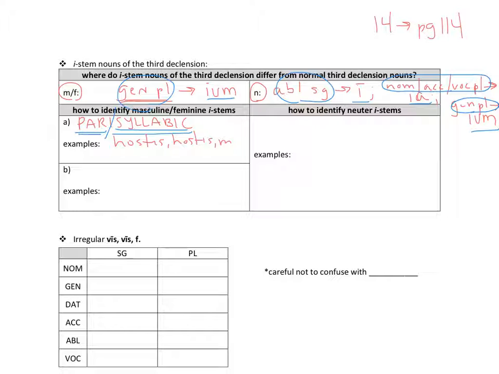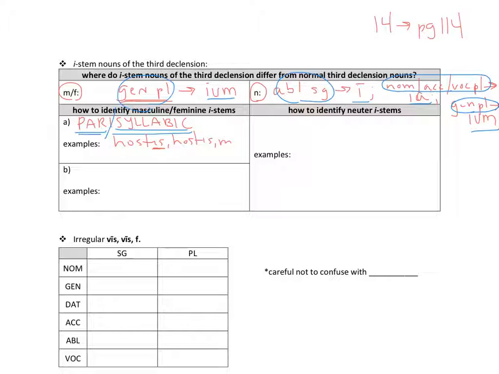So once again, nominative is ending in an IS or an ES, and you have the exact same number of syllables in both of these, the nominative and the genitive form. So for example, hostis, 2 syllables, hostis, 2 syllables. Looking at page 115, we also have navis, navis, feminine, meaning ship.